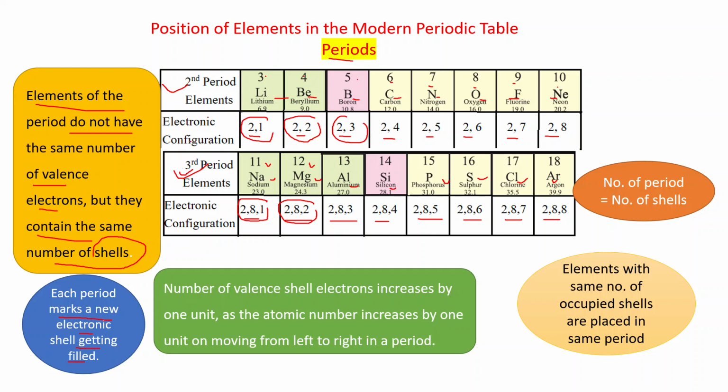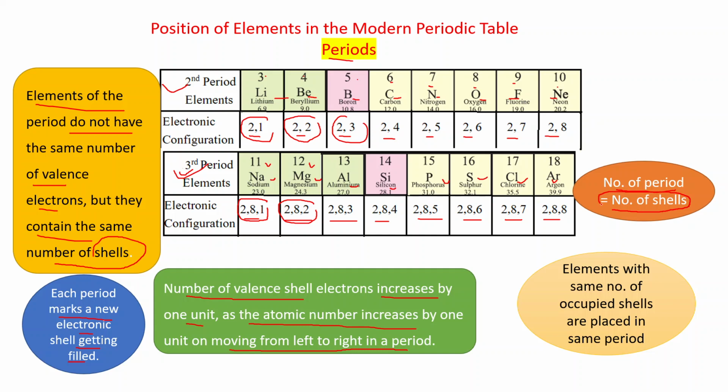It means the second period starts by filling of the second shell. Third period elements start by filling of the third shell. In the same way, we can proceed to the fourth, fifth, sixth and seventh period. The number of valency shell electrons increases by 1 unit as the atomic number increases by 1 unit on moving from left to right in a period. And we can also say the number of the period is equal to the number of shells.